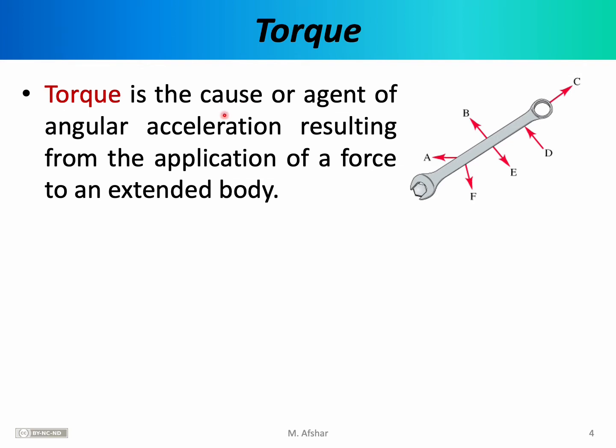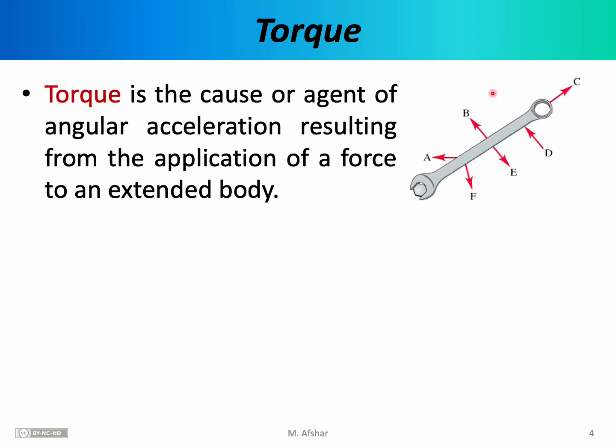Torque is the cause or agent of angular acceleration resulting from the application of a force to an extended body. So here in this picture, we have an extended body, that's the wrench. Remember, an extended body is basically any body for which the mass is not concentrated at a single point. Any object that basically has a length and a width and a height is referred to as an extended body. And to this extended body, you can apply forces. Here are several different forces that could possibly be applied to this wrench.